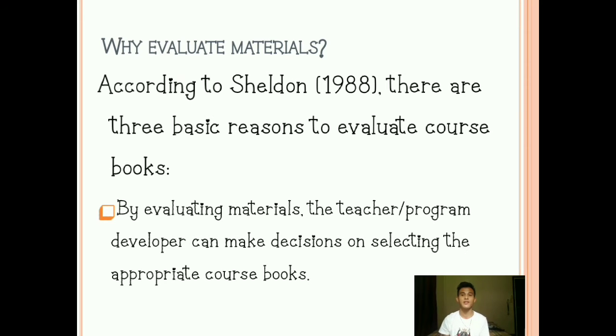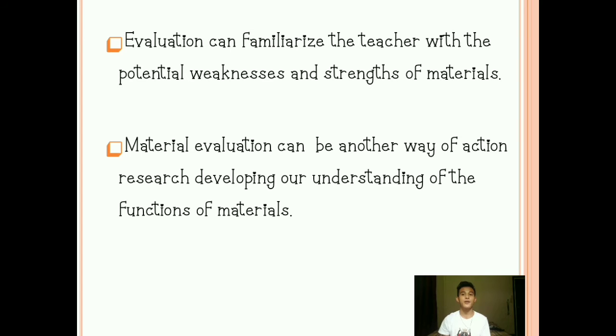Which is true, because after evaluating, you will come up with some idea or knowledge about your materials, whether they're effective or not, so you will really know the strengths as well as the weaknesses of your materials. And the last one is, material evaluation can be another way of action research, developing our understanding of the functions of materials.